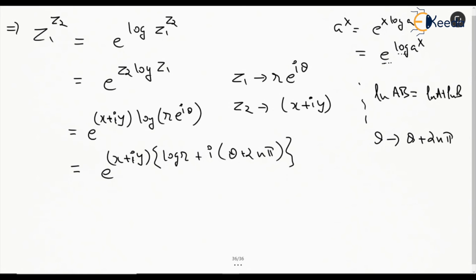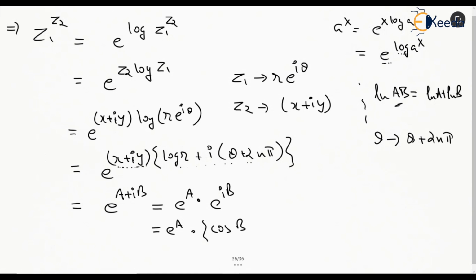Now you can see that this is also a complex variable having real and imaginary parts, and this is also having real and imaginary parts. So complex multiplication will, let's assume, give a plus i b. Don't relate this a and b to the earlier ones. This can be given as e to the power of a into e to the power of ib, which can be given as e to the power of a into (cos b plus i sin b). So this is nothing but your z1 to the power of z2.